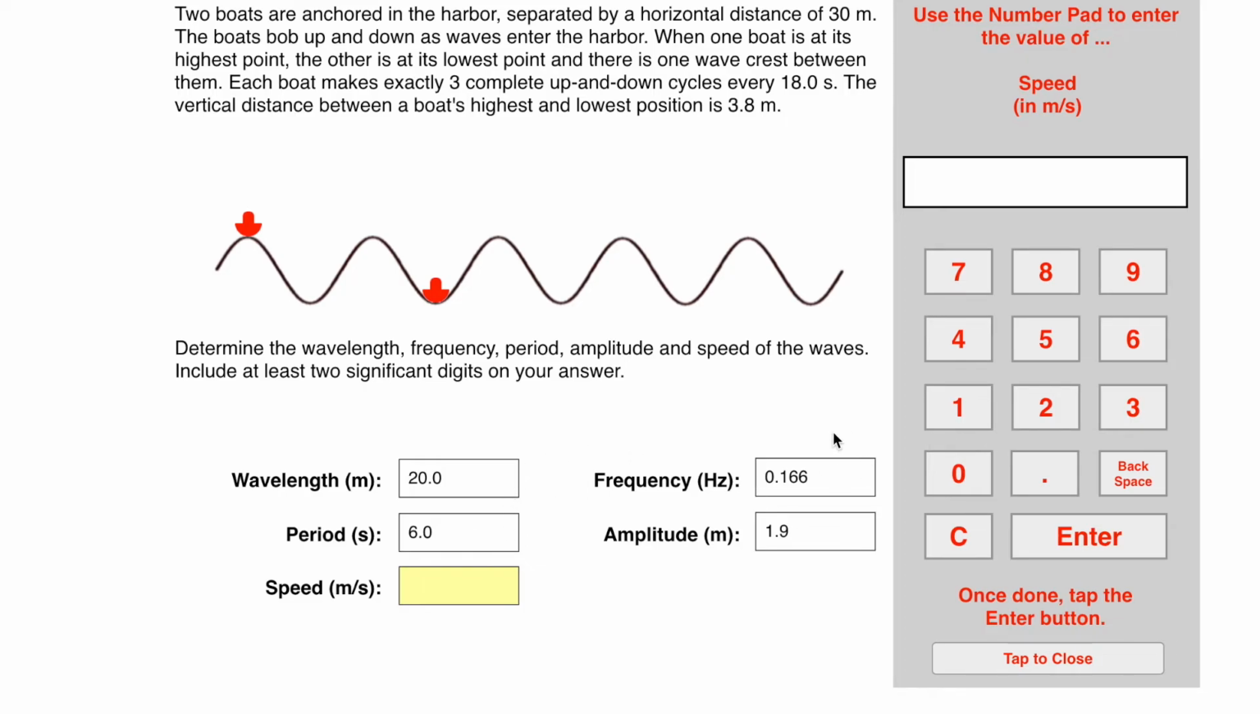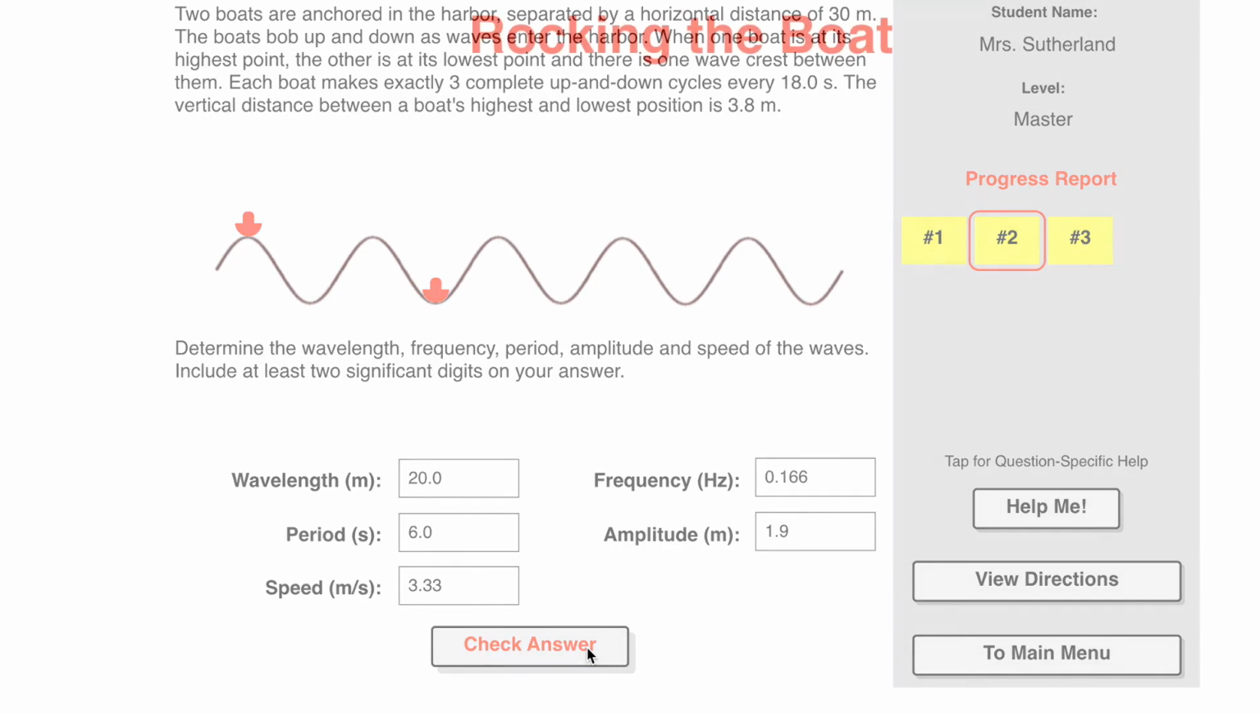Now, since I had to round my frequency, I think it would be better if I did wavelength divided by period. So I'm going to do 20 divided by 6, which is 3.33. And let's see if I try it the other way and I do 20 times 0.166, I get 3.32, which I think is a little bit more rounded. So let's see if they accept these answers.